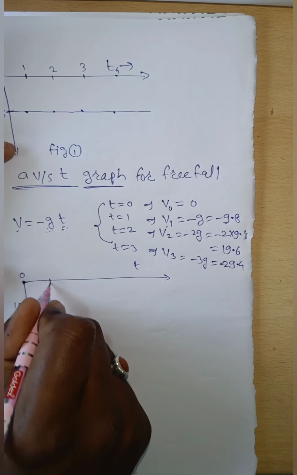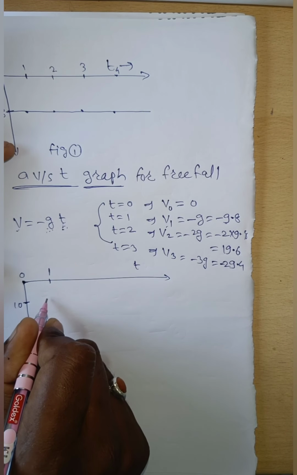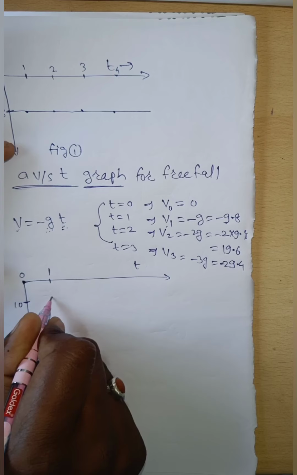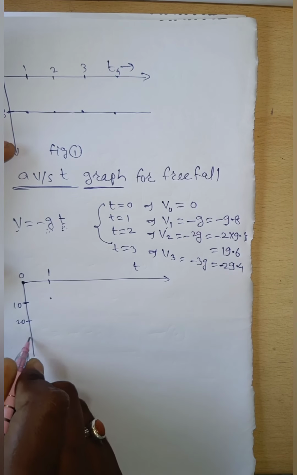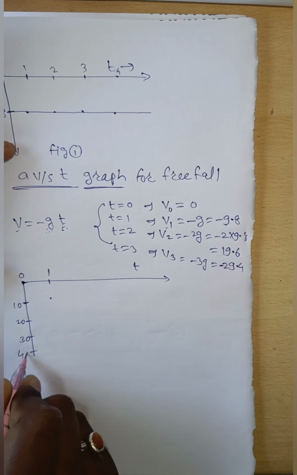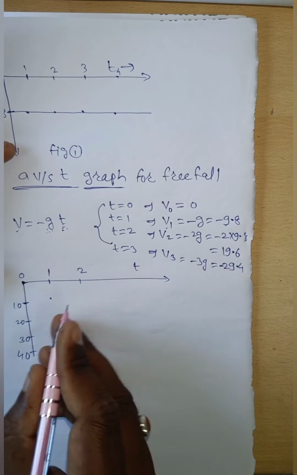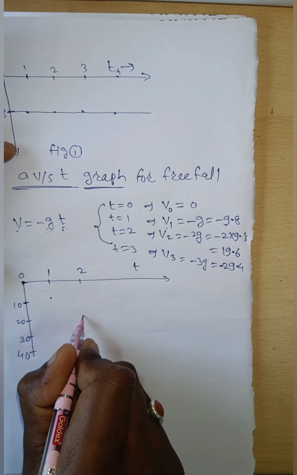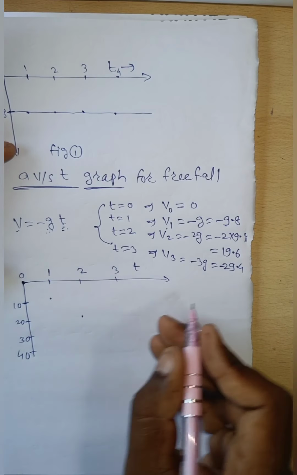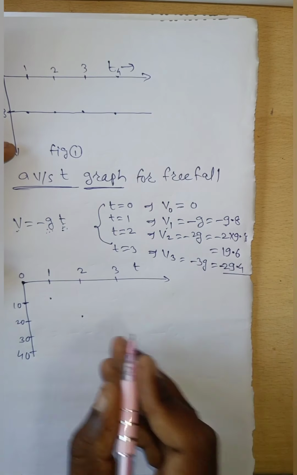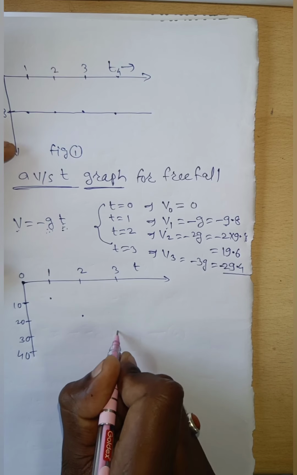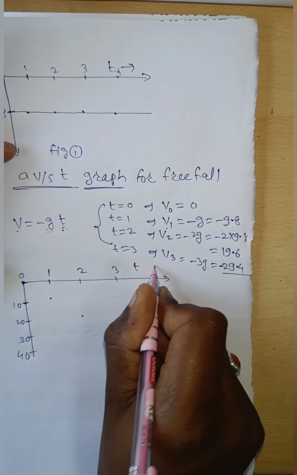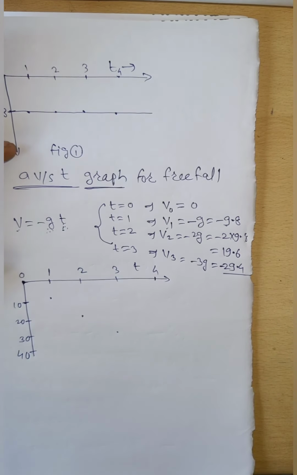Initially, when time is 0, the velocity is 0. When time is 1 second, the velocity is minus 9.8. Suppose here is 10, 20, 30, 40. When time is 2 seconds, the velocity is minus 19.6. When time is 3 seconds, the velocity is minus 29.4. When time is 4 seconds, the velocity is minus 39.2.